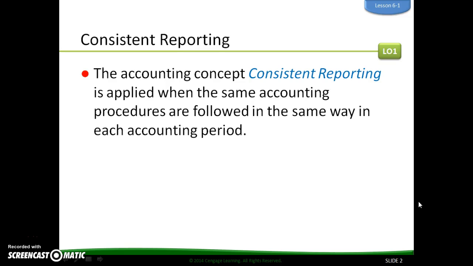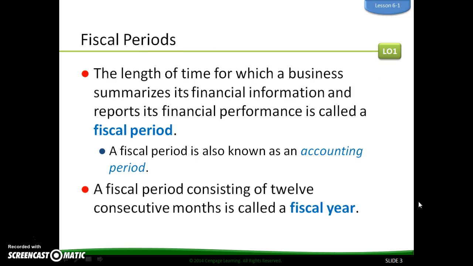So consistent reporting: the accounting concept of consistent reporting is applied when the same accounting procedures are followed in the same way each accounting period. And you want to be consistent in the way you report information every single time. There's never any question about the accuracy of the information or whether what you're creating is valid. So you definitely want to make sure that you're consistent.